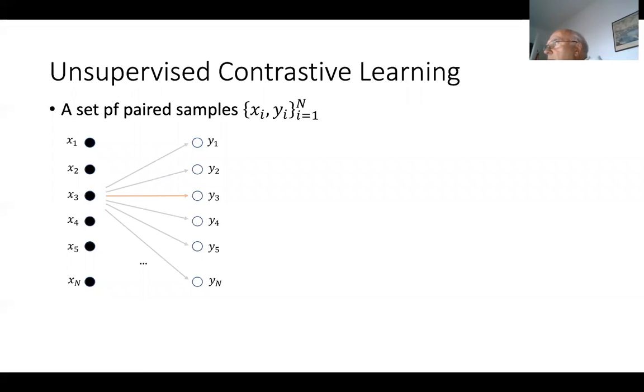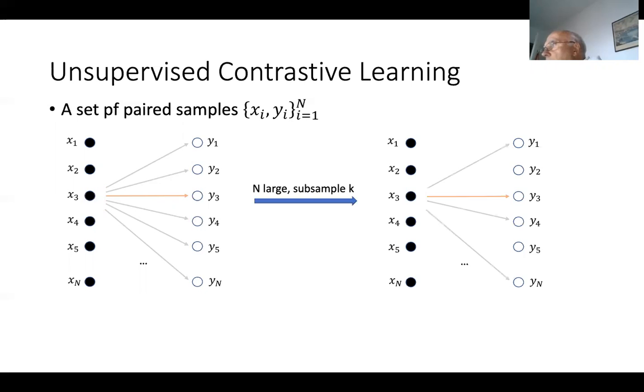But typically, such a data set, such N, can be very big. So for example, in ImageNet, N can be 1 million, so you cannot put everything in one single batch. So what people do is to subsample k negatives. It's also simple. You just randomly subsample k negatives. K is typically like several thousands.